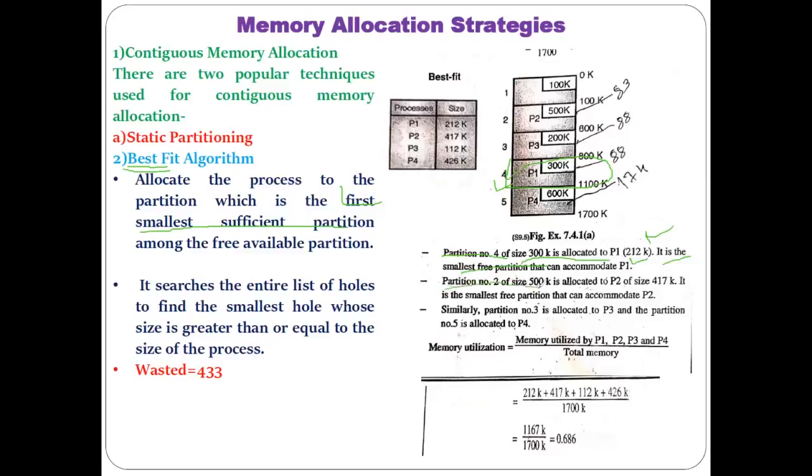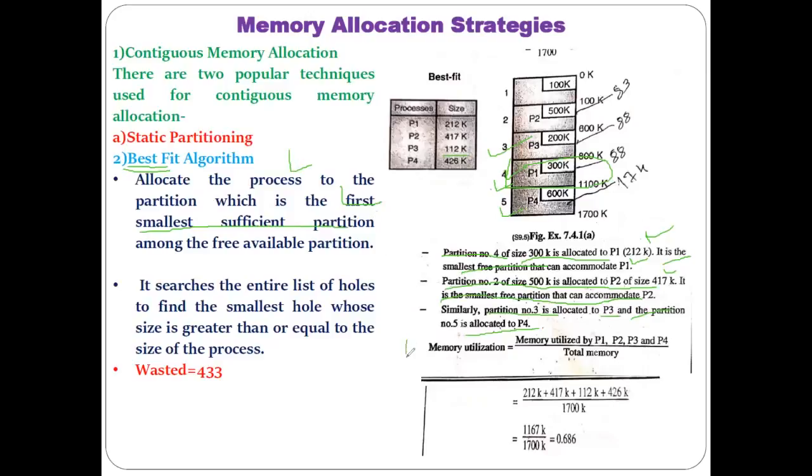Similarly, partition number 2 of size 500K is allocated to P2 of size 417K. It is the smallest free partition that can accommodate P2 according to best fit. Similarly, partition number 3 is allocated to P3, because partition number 3 size is 112K, so it can be easily accommodated. And partition number 5 is allocated to P4. Here you can see, that is the best fit algorithm. Now we will compare it with the first fit algorithm also.